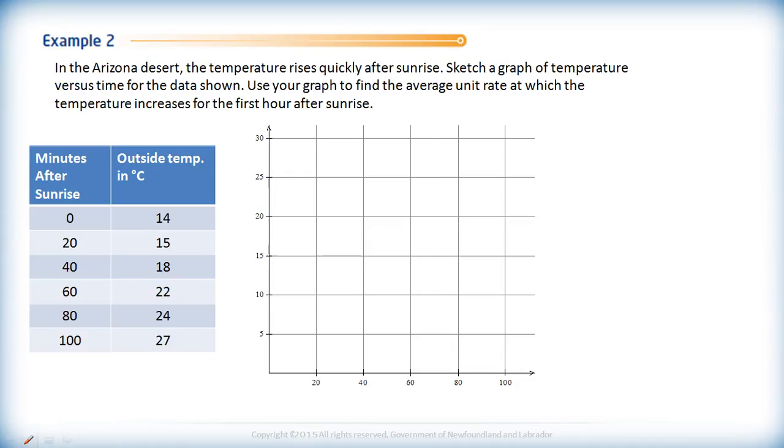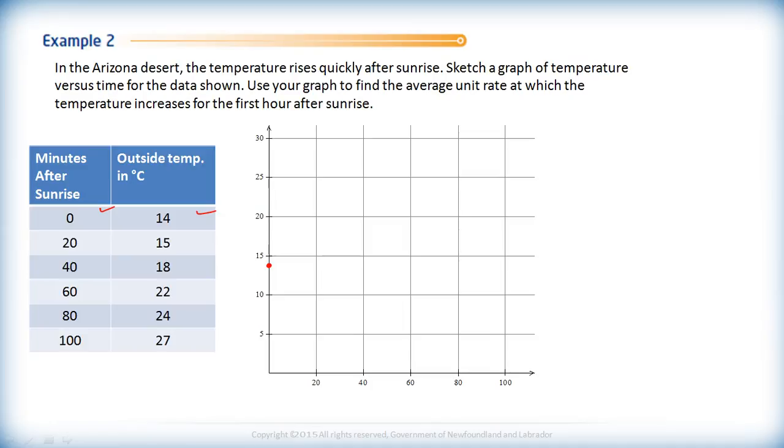Depends on the question. All right, so for this one, it says that we're dealing with temperature in the Arizona desert. It rises quickly after sunrise. That makes sense. It gets hot quick in the desert. Sketch a graph of the temperature versus time for the data shown, and use your graph to find the average unit rate at which the temperature is increasing for the first hour after sunrise. Okay, so the first one, it says right at sunrise it was 14 degrees outside. Sounds cool for Arizona, but not in the evenings, not in the nighttime. So I'm going to guess at that point, it has coordinates of 0 and 14.